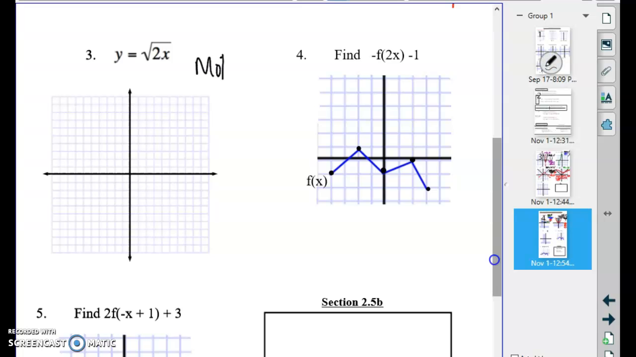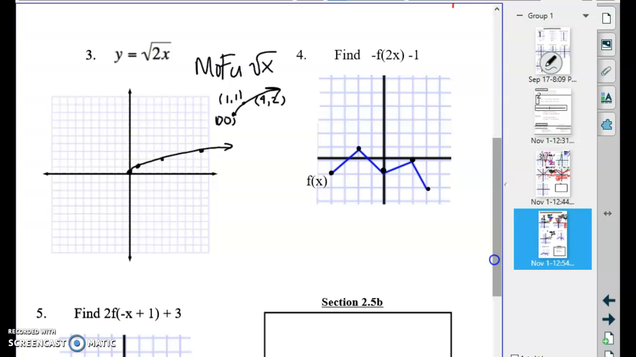So mother function is square root of x. Okay, that looks like this. So this is 0, 0. This is 1, 1. And then the next point would be 4, 2. So over 4, square root of 4 is 2. All right, so that's kind of what the mother function looks like. So I'm going to draw that in. Over 4 up 2, over 9 up 3. I don't have to have all those points. I'm just doing that so you can see what's going to happen.